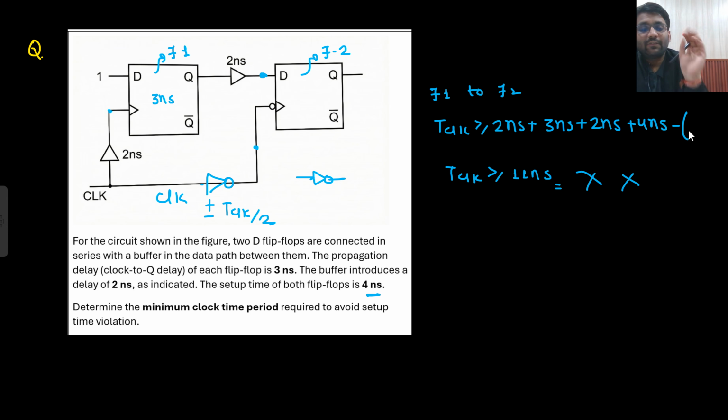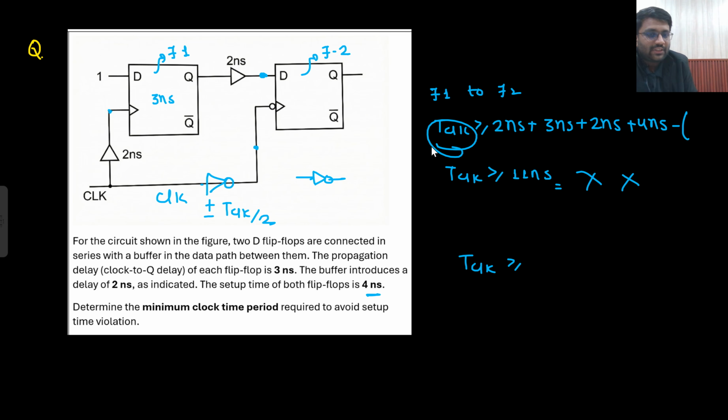You need to find out for the worst case. That worst case, that T clock should be greater than or equal to this. That means there is some guy who is saying that Virat should score more than 80 runs. Some guy is saying that Virat should score more than 90 runs. Some guy is saying more than 100 runs. So Virat has to score 110 runs so that everyone would be happy.